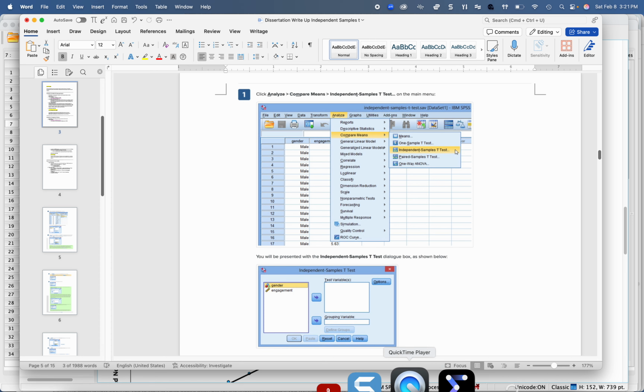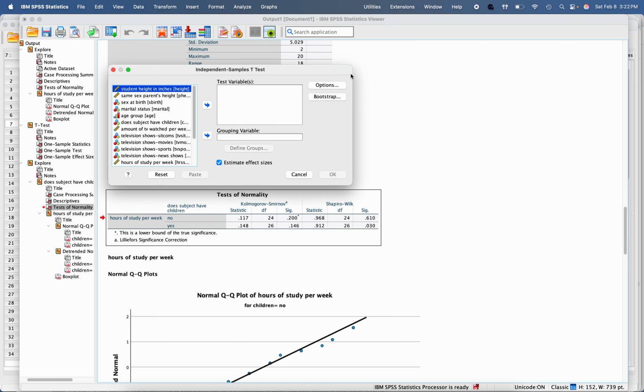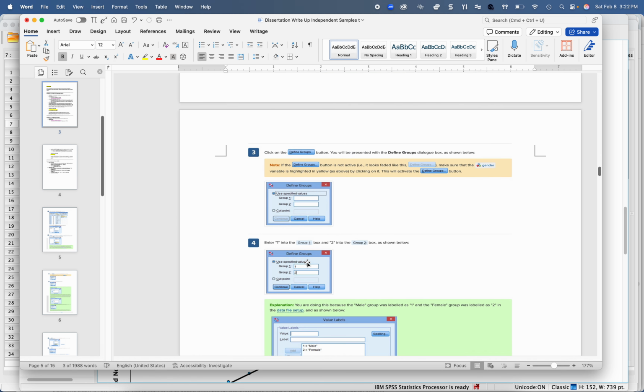I'm going to go into Analyze, Compare Means, and I'm going to go into my Independent Samples t-test. My hours studied per week is a continuous variable, so it goes in here. And then my children question will go into the grouping variable. Whatever is the categorical data that you're using in that second assumption, it's going to go into that grouping variable.